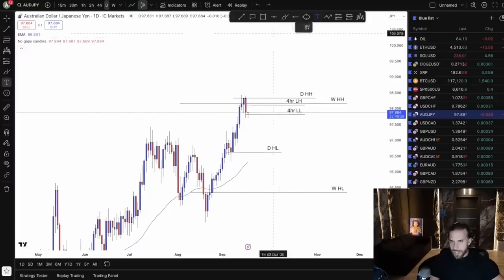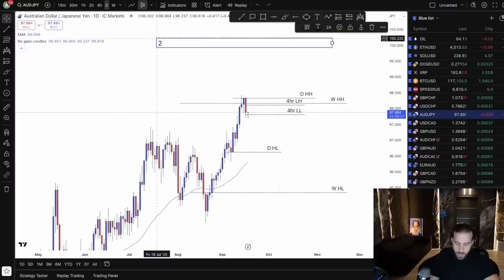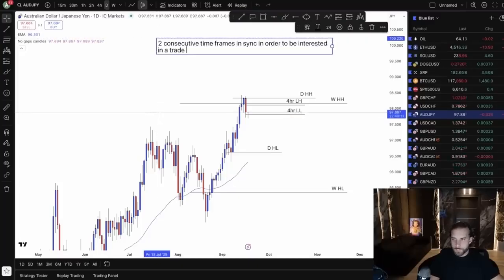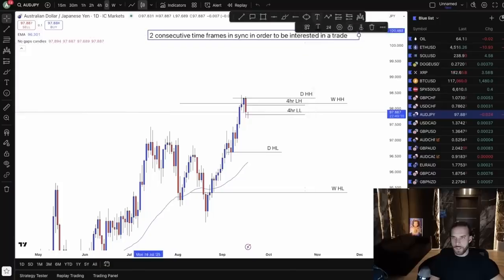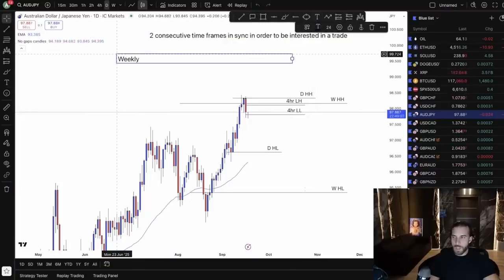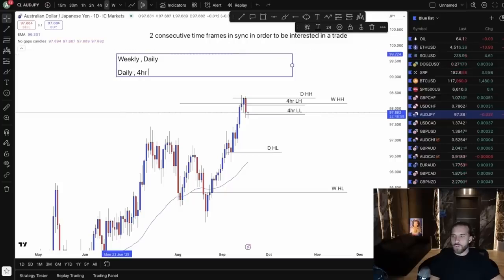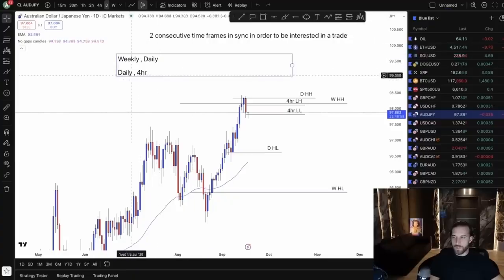Now, you might be saying, wait, what did Alex say? 2 time frames in sync? Yes. You need 2 consecutive time frames in sync in order to be interested in a trade. Now, these 2 time frames could pretty much consist of 2 different formats. You either have the weekly and the daily, or you have the daily and the 4-hour. You either have both of these that are bullish, or both of these that are bearish.